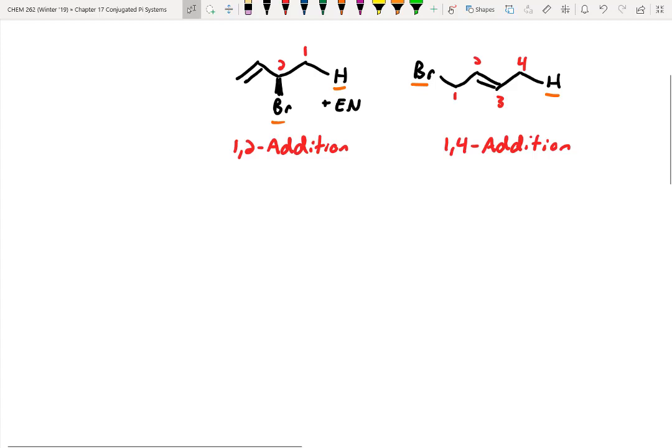So you think 1,4 is more stable than 1,2? Why? Close. The double bond is more substituted. If we look at the alkene over here, it's di-substituted versus over here, it's mono-substituted. So this is the more stable alkene.